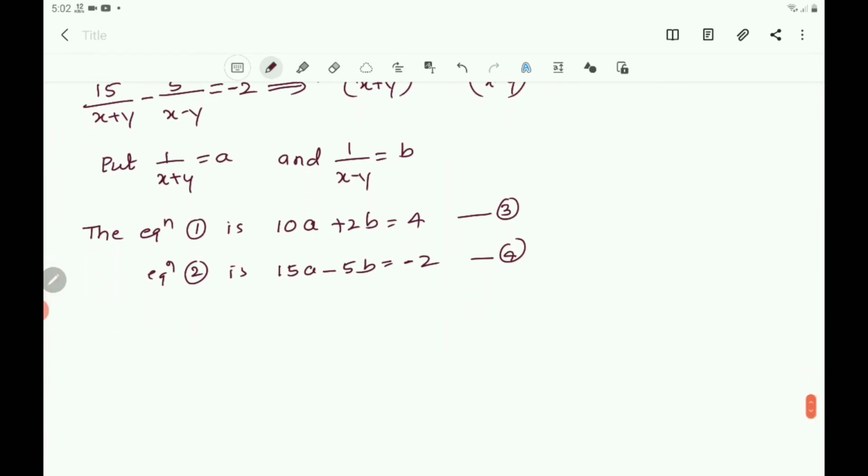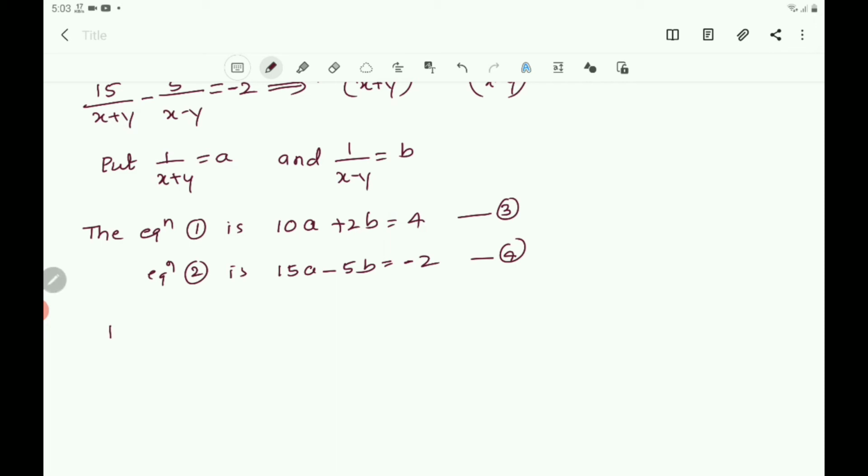Now verify the coefficients here. 10a is there, 15a is there, 2b is there, 5b is there. To eliminate any one of the variables, try to have the same coefficient for the variable b or a. Here it is easy to have the same coefficient for b. The coefficient of b in the first equation is 2 and in the second equation is minus 5. So the LCM of 2 and 5 is 10. So you can have 10 as the coefficient of b in both equations. Therefore you multiply the third equation by 5 and the fourth equation by 2 to have the same coefficient 10 here.